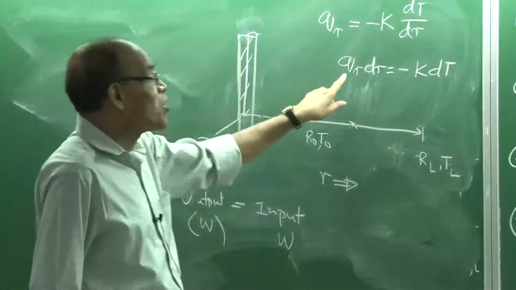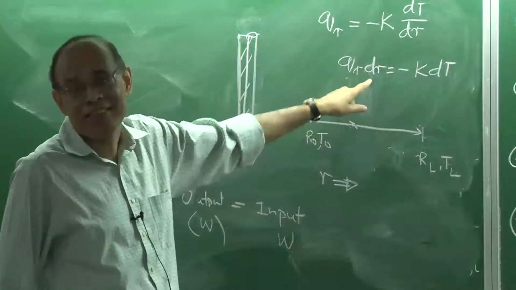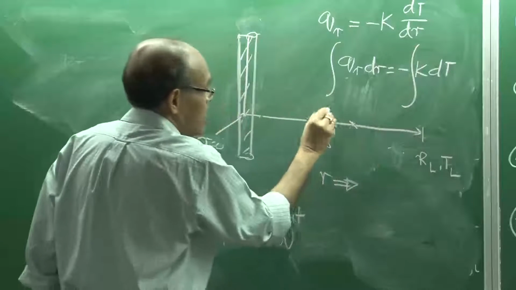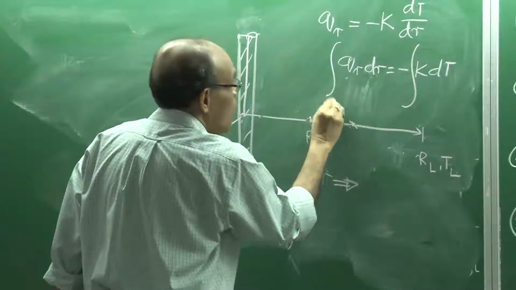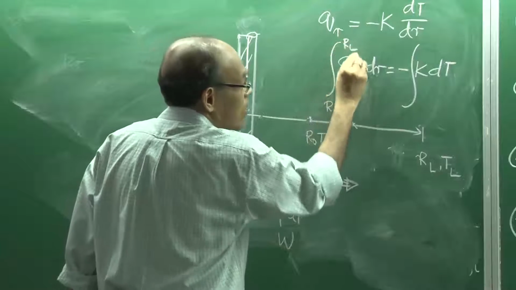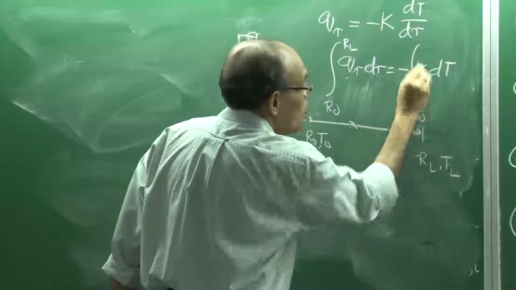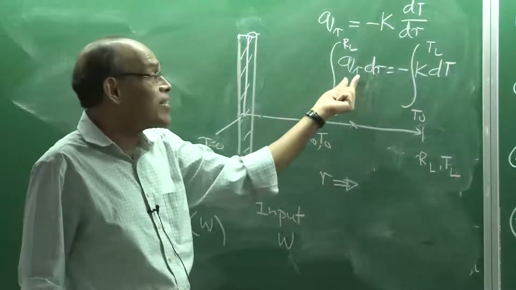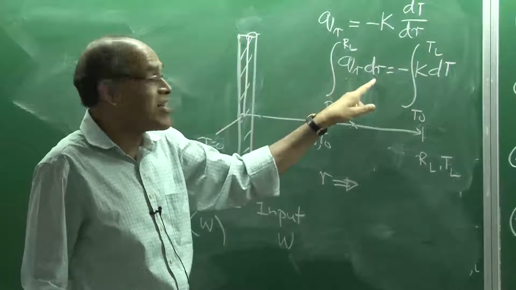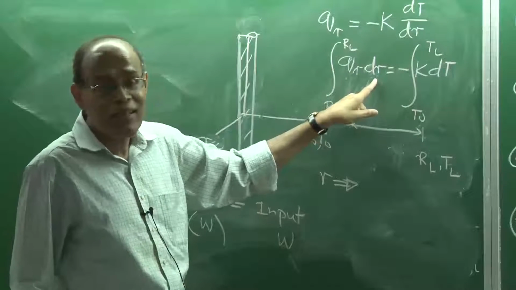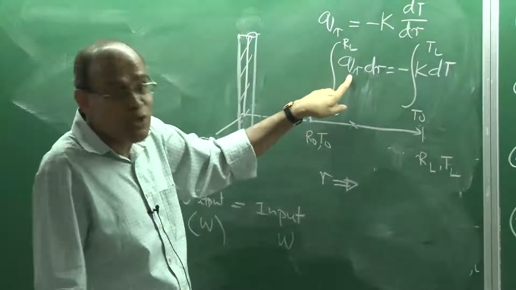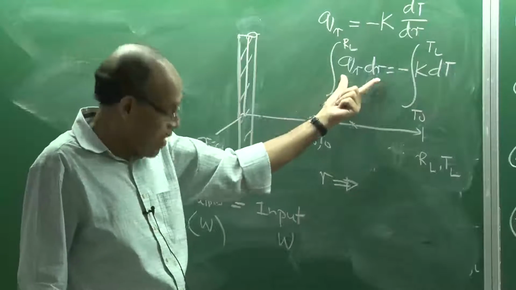So, we say that qr is a function of r. Therefore, I cannot really integrate this from r0 to rL, which is T0 to TL, and this integration cannot be performed until and unless I know how qr varies as a function of r. So, the variation of qr as a function of r is to be substituted into this equation in order to integrate and obtain the resultant expression.